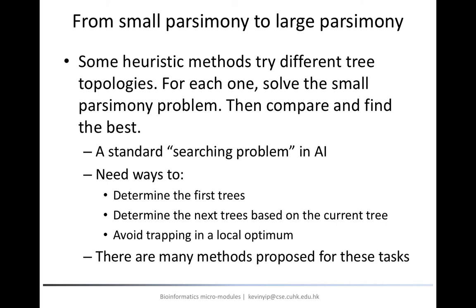We have finished our discussion on the small parsimony problem. Recall that in the more difficult large parsimony problem, the tree topology is also not given. In that case, the strategy is to select some tree topologies to start with, run the algorithm for small parsimony to find their optimal solutions, and then use the results to look for other promising tree topologies to test. This is a typical searching problem setting in artificial intelligence. Many methods have already been proposed to avoid issues such as trapping at the local optimum during the searching process.